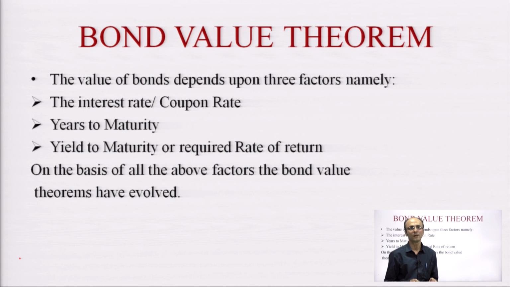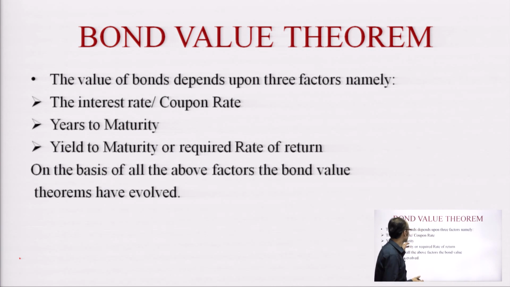Bond value theorem: the bond value depends on factors, namely the interest rate as well as the coupon rate, years to maturity, yield to maturity or required rate of return. Now, one by one we will be discussing all these factors and we will see how these factors actually affect the value of the bond.